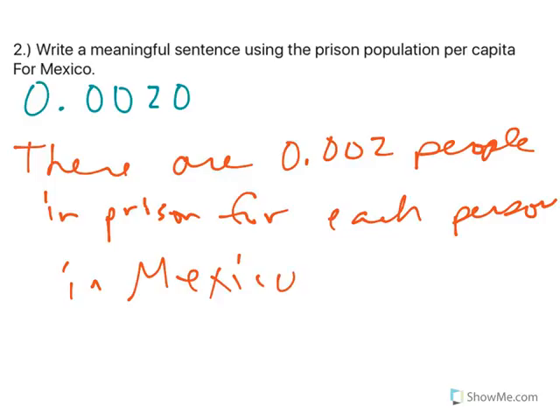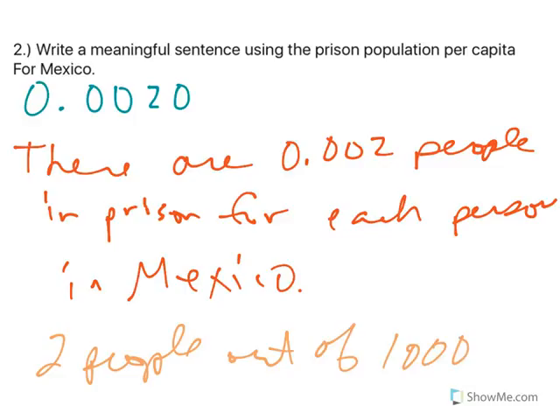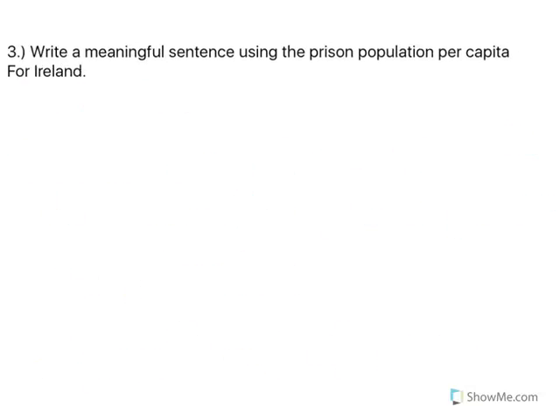And you might say, that doesn't make any sense. And you're right, it kind of doesn't. So for every one person, 0.002 people are in prison. If we think about 3 places, there would be 2 people out of 1,000, to put it in real people numbers. So out of 1,000 people in Mexico, 2 of them would be in prison. That's what that means. What about the prison population per capita for Ireland?